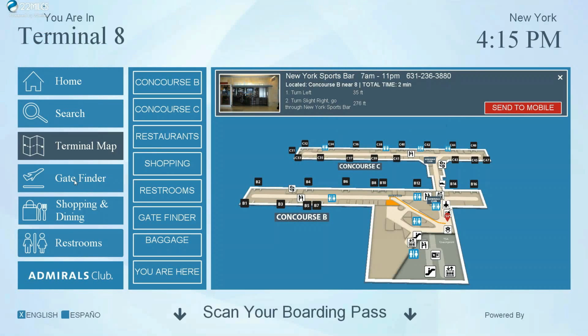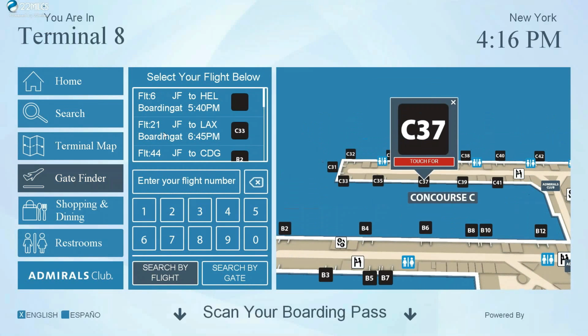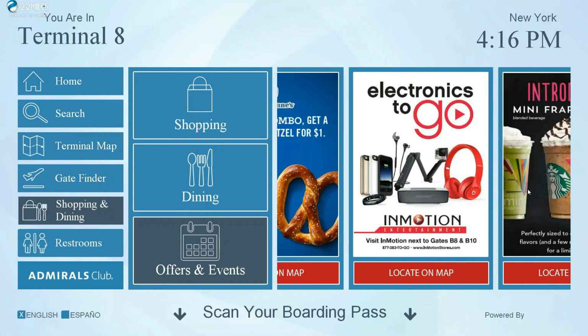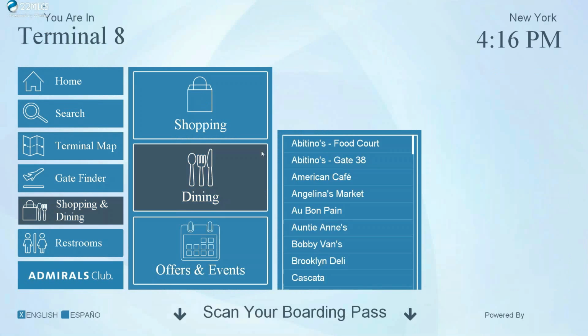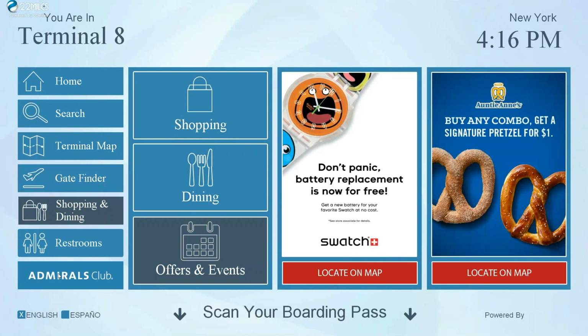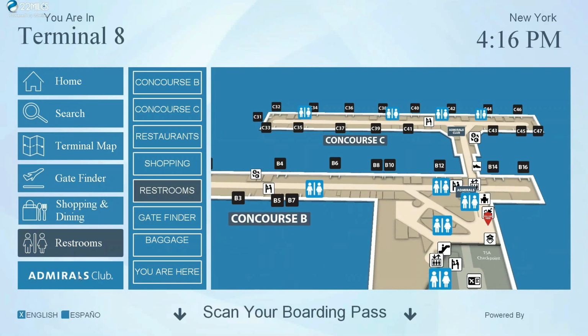I can look by, let's say, gate finder, and they actually incorporated a boarding pass scanner so people can find their gates using the scan code. They added some promotions for different shopping centers, shopping, dining, and where the restrooms are, which is the number one thing searched for. And then they also incorporated Admiral's Club.